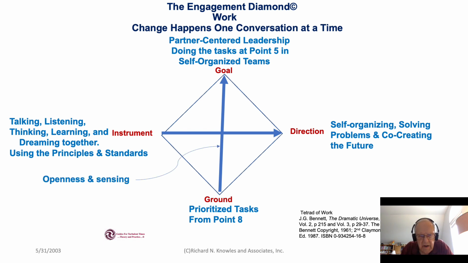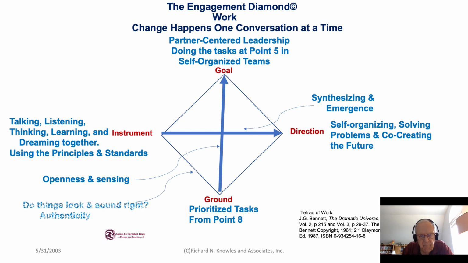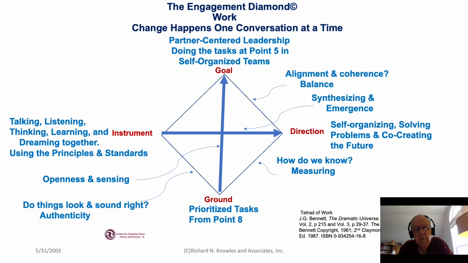Our motivational line has to do with sensing and openness about what's going on. Our operational line has to do with synthesizing and emergence. So we bring ideas together, we synthesize them, new things emerge. The line connecting ground and instrument: do the things that we're looking at look okay? Do they sound right? Is there authenticity? Do we have adequate use of our resources? Are we keeping things in balance as we look at the line from direction to goal? And how are we measuring as we look at the line from ground to direction?